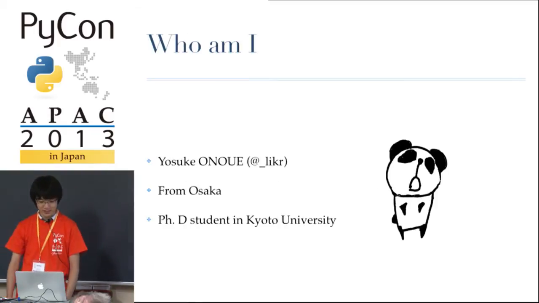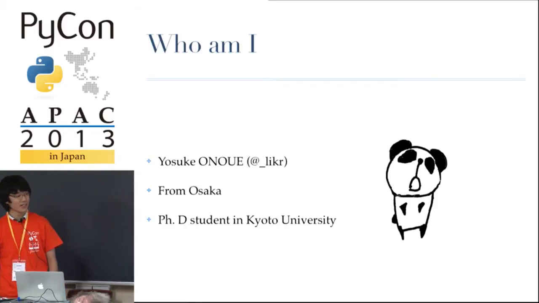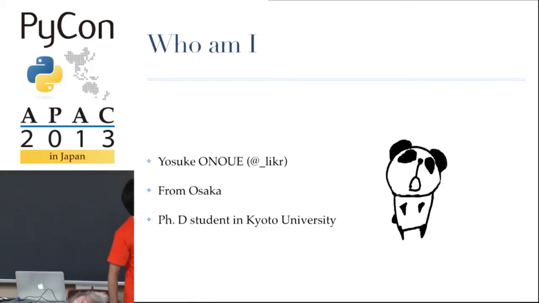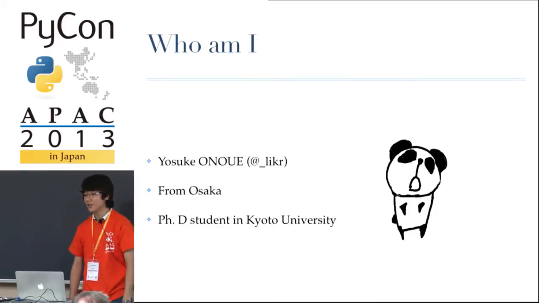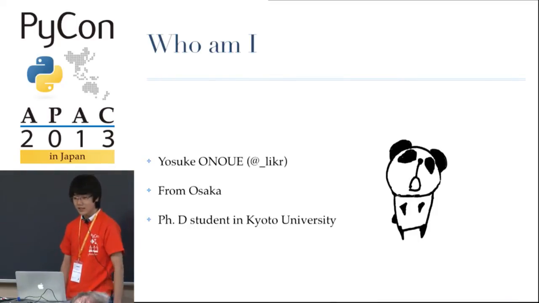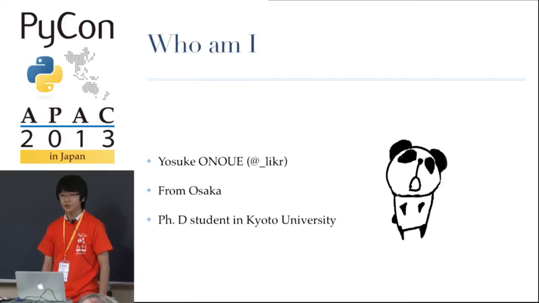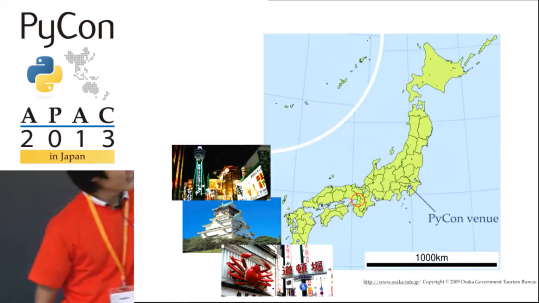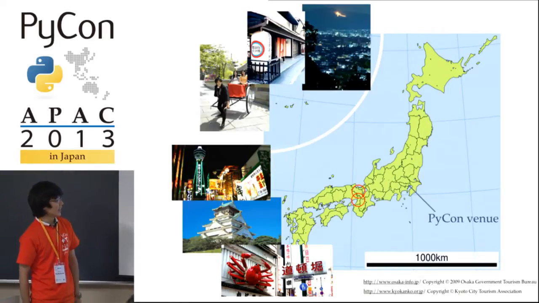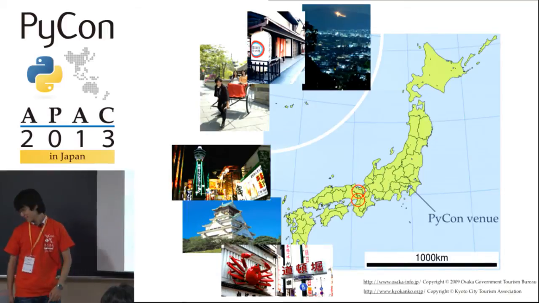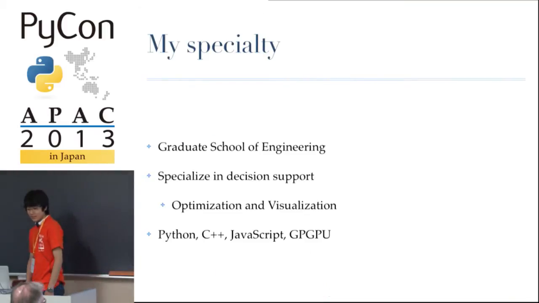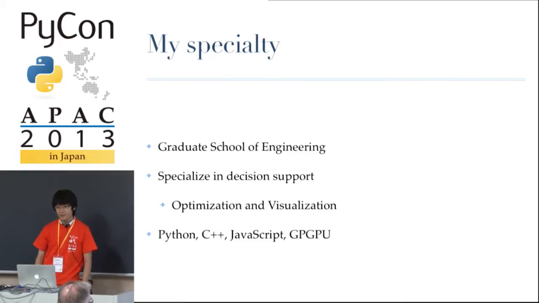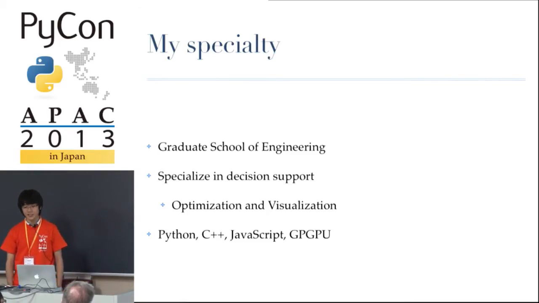Okay. First, who am I? I'm Yosuke, and this is my Twitter ID. I'm from Osaka, and I'm a PhD student at Kyoto University. I'm from here, and I study here. And I talk about my specialty. I belong to the Graduate School of Engineering.